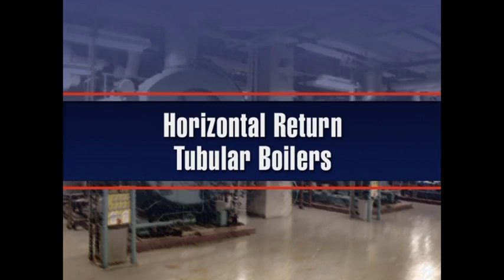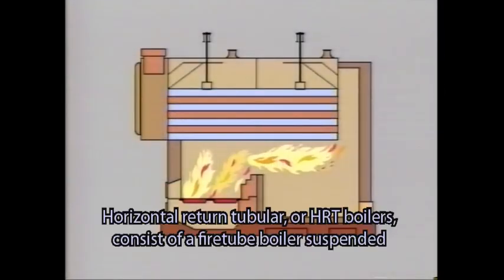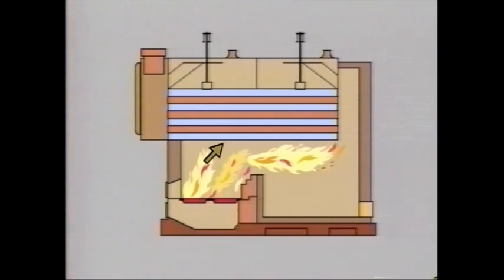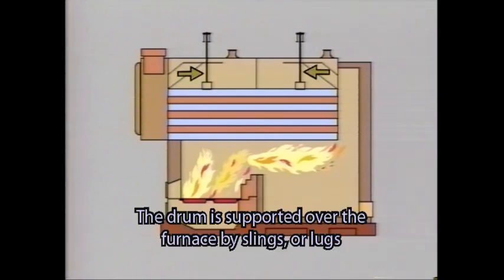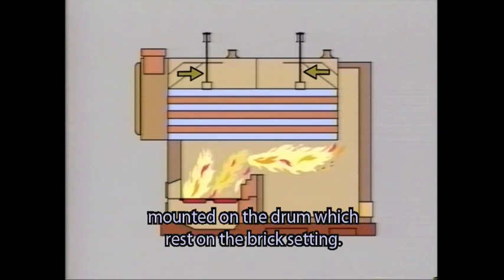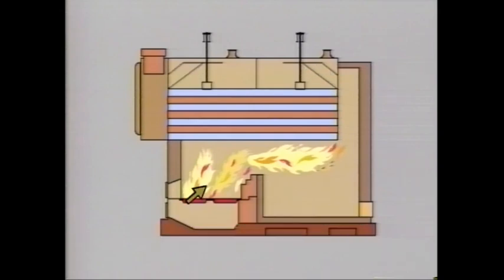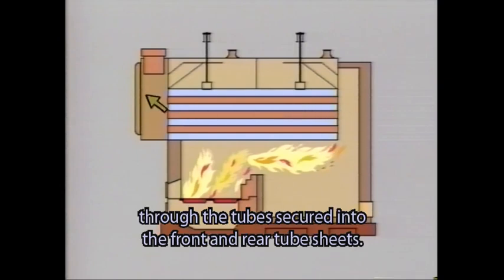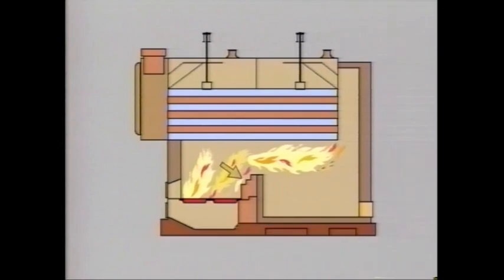Horizontal return tubular boilers. Horizontal return tubular, or HRT boilers, consist of a fire tube boiler suspended over a firebox or furnace. The drum is supported over the furnace by slings or lugs mounted on the drum, which rest on the brick setting. Gases of combustion are directed from the furnace under the drum through the tubes secured into the front and rear tube sheets.